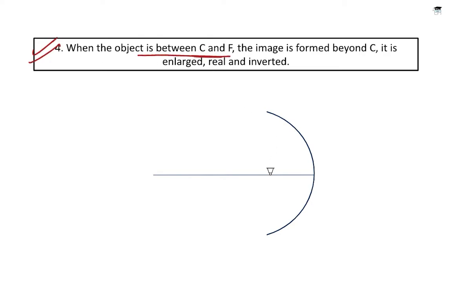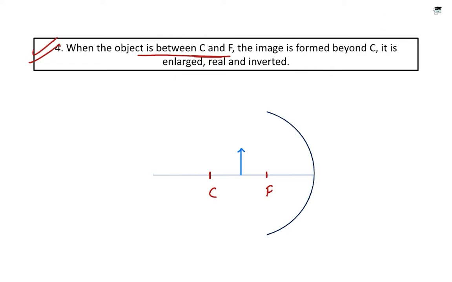So let's draw the C, the F and the C. Okay, the first step is to draw the object. So we are going to draw the object. So this is my object here.